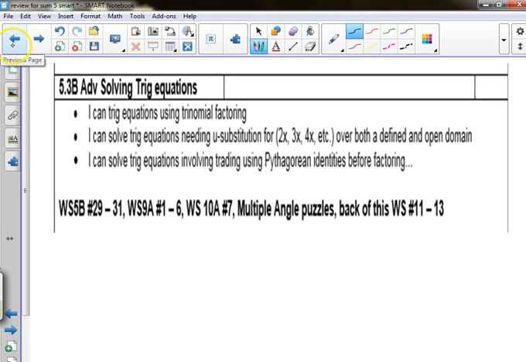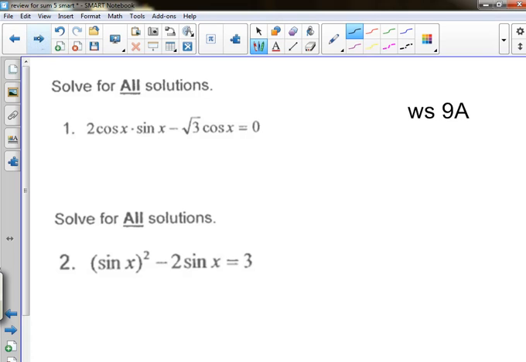Advanced equation solving. There are some examples on worksheet 5B or 9A. I think these are a good choice right here. I'm going to talk about these at the top of 9A. Actually, do I need to talk about the first one? What would you do there? I don't think that one's necessarily an example of advanced equation solving. You just take out a cosine. This one is that. What are we going to have to do there?